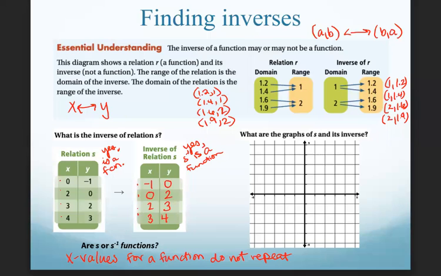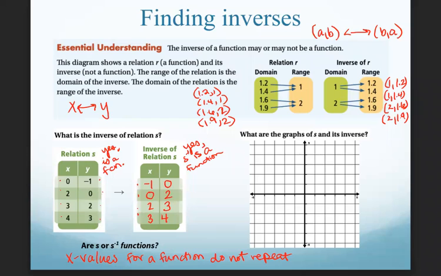Now, we could see in relation S, none of the y values repeated. So we knew that S inverse would have to be a function, because the x values of S inverse were originally the y values of our original relation. So if the original y values didn't repeat, then the new x values will not repeat.